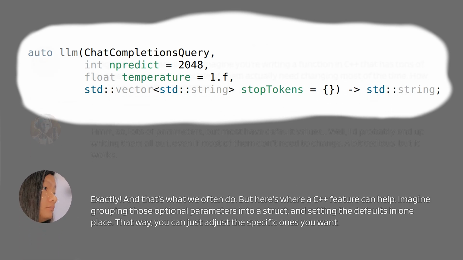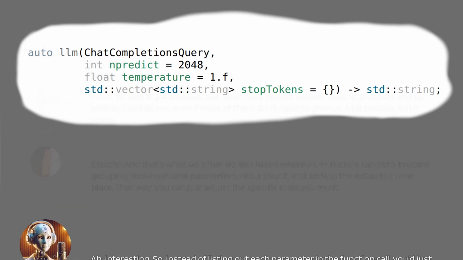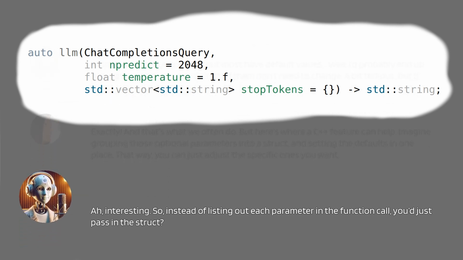Exactly, and that's what we often do. But here's where a C++ feature can help. Imagine grouping those optional parameters into a struct and setting the defaults in one place. That way, you can just adjust the specific ones you want. Oh, interesting. So, instead of listing out each parameter in the function call, you'd just pass in the struct.